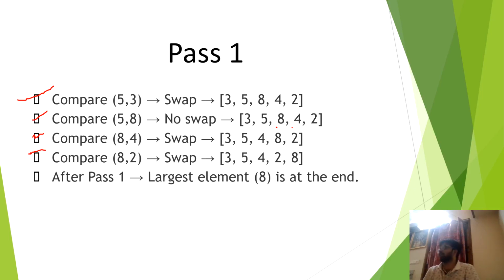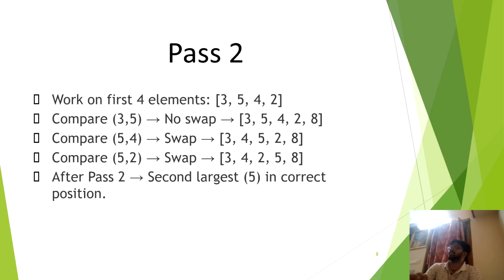So in bubble sort, as I said before, the largest element goes to the end for every pass. So the final point is, after pass 1, the largest element 8 is at the end. In this array, 8 is the biggest, so the largest element goes to the end at pass 1. Now the fifth point is also clear for us. Let us see the next process, what happens in bubble sort in the next slide.